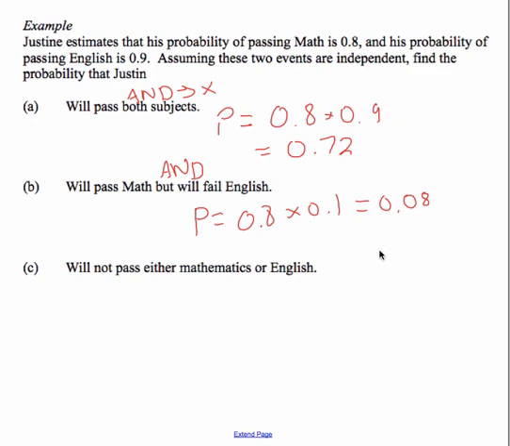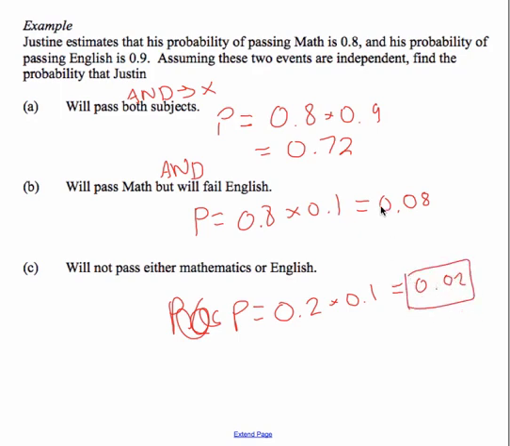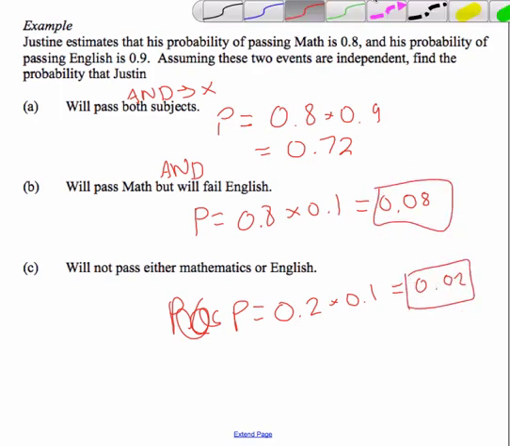Pass neither of them, so that means fail both of them. That's going to be 0.2 times 0.1, because there's a 20% chance of failing math and a 10% chance of failing English. We get 0.02. So only a 2% chance of failing both of them.